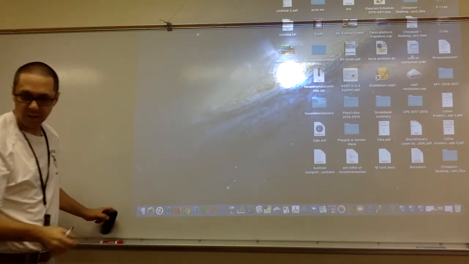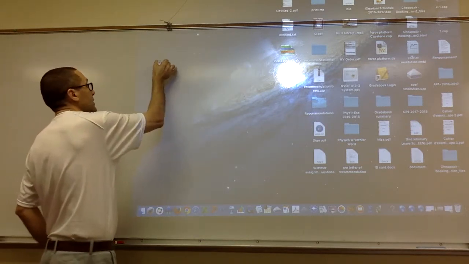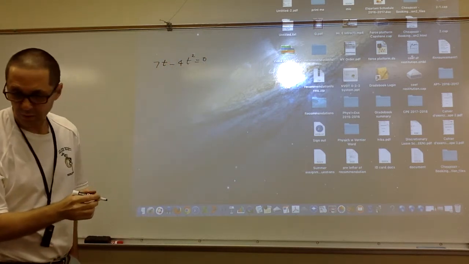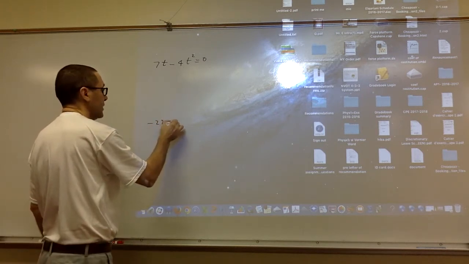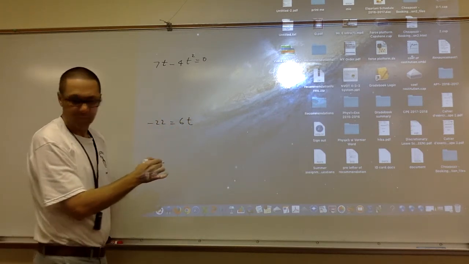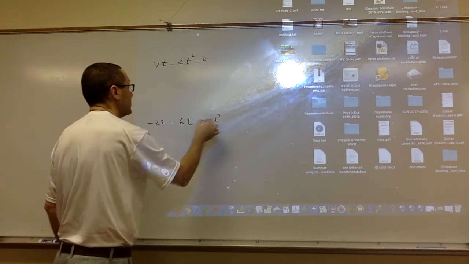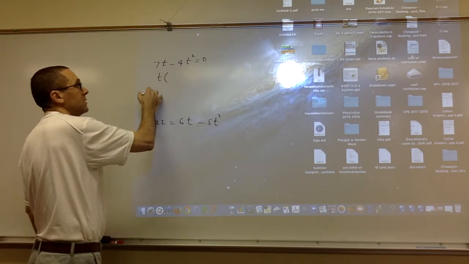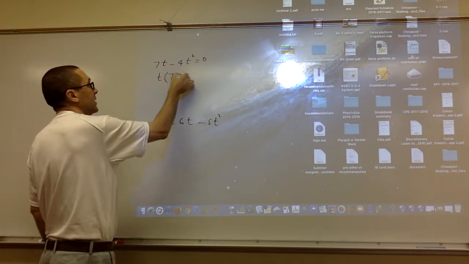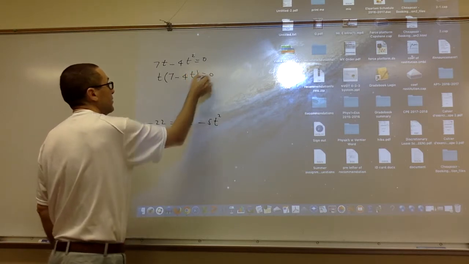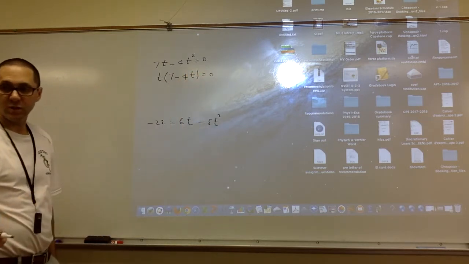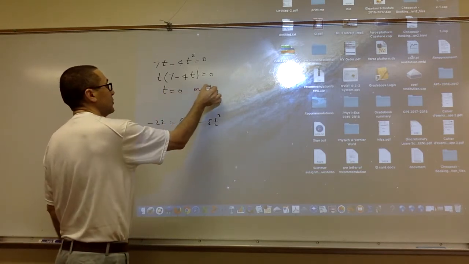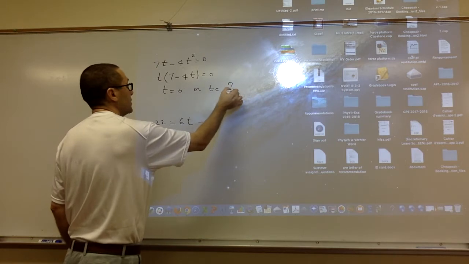The other one that I want to talk about is solving quadratic equations. 7t minus 4t squared equals 0. And the other one that I'm going to do is negative 22 equals 6t minus 5t squared. When you're looking at an equation like this, you can factor out a t, and this is going to be t times 7 minus 4t equals 0. Now, if a product of two things is equal to 0, one of them has to be 0. One of these terms has to be 0. So t equals 0, or t is 7/4.